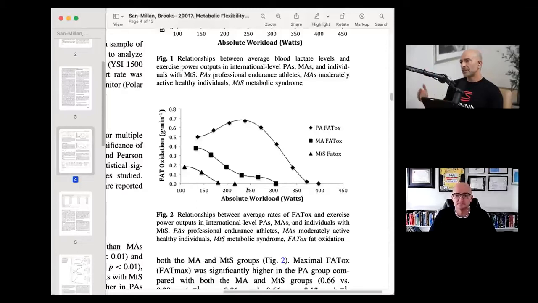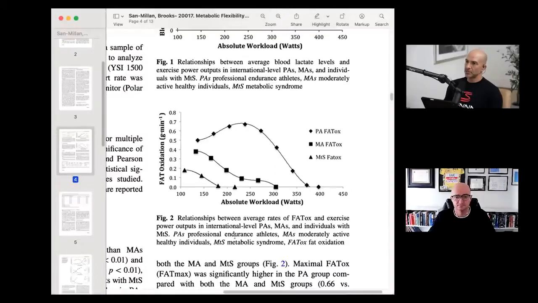Okay, so the next thing I want to point out here, and let's just look at the fittest person, but it's true for all of them, it's just easiest to see here: fat max, so fat max ox, right? Maximum fat oxidation is occurring earlier than lactate 2. And that's true for all of them, except for the metabolic syndrome person, because it's so low.